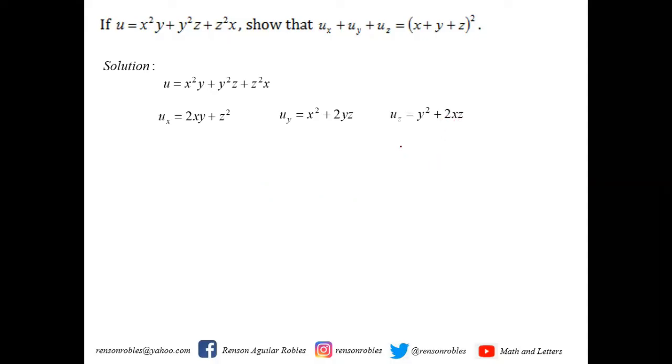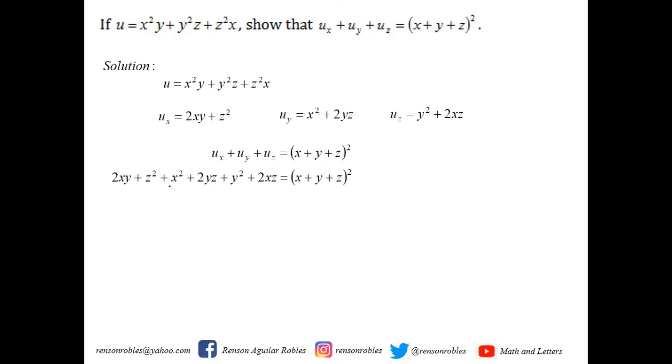And then the next thing to do is to show that u sub x plus u sub y plus u sub z equals (x plus y plus z) squared. So we shall replace u sub x by 2xy plus z squared, u sub y by x squared plus 2yz, and u sub z by y squared plus 2xz. And we shall have this: 2xy plus z squared plus x squared plus 2yz plus y squared plus 2xz equals (x plus y plus z) squared.